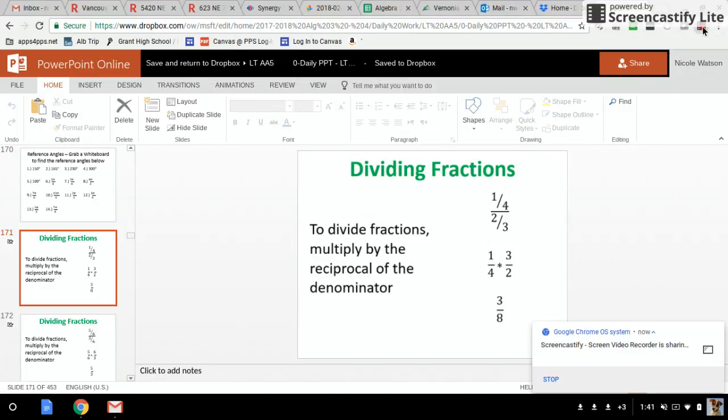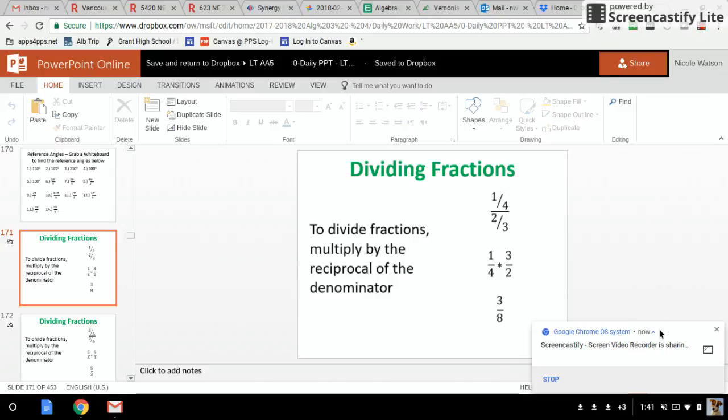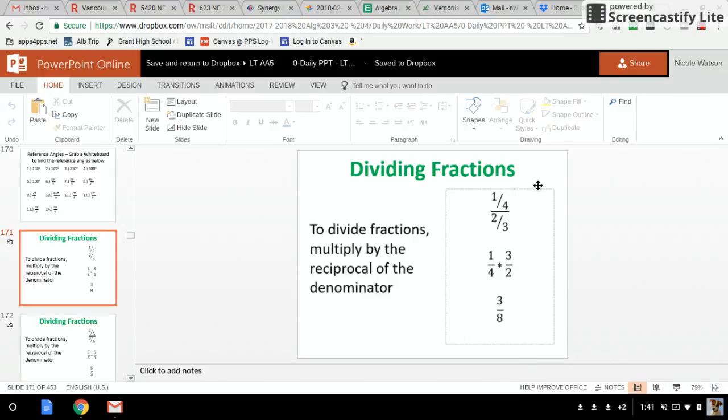Folks, I wanted to talk to you about what is going on right now, which is dividing fractions. Sorry, I wanted to make sure my video was working. So here's what I want you to see right now. We're going to talk about finding tangent, and in order to find tangent, we need to remind ourselves how to divide fractions, okay?